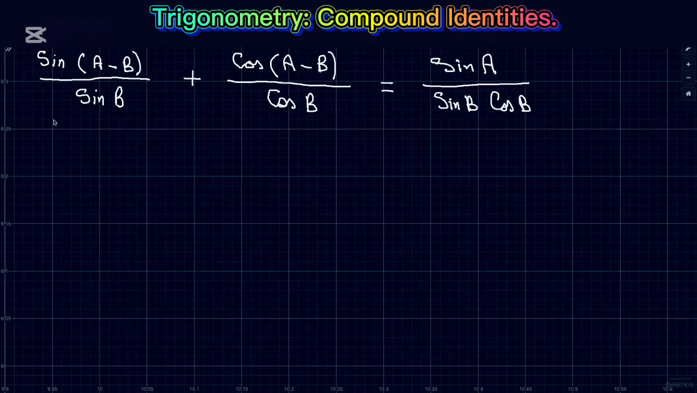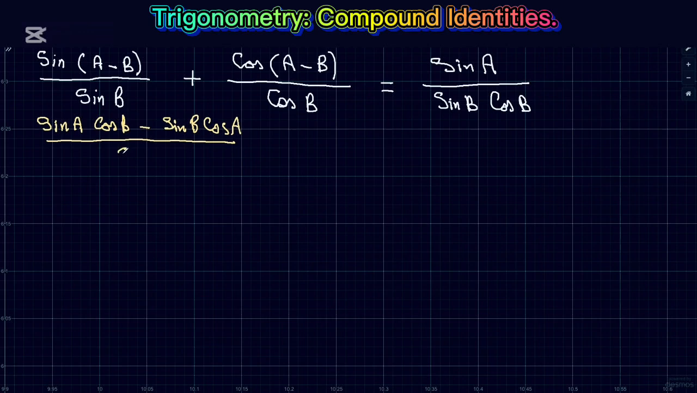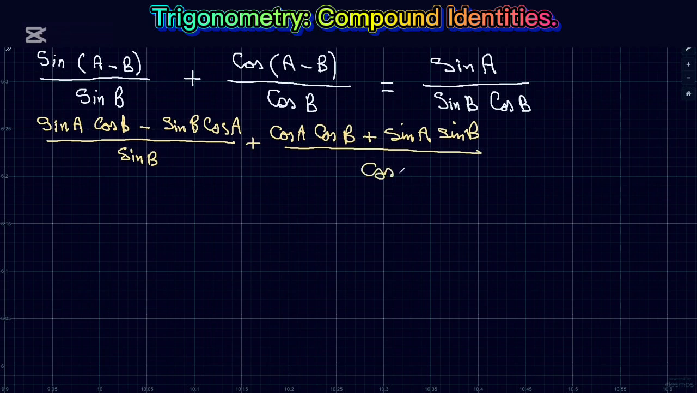to memorize these. So this will give you sine A cos B minus sine B cos A for that. And you still have all of this all over sine B plus, and the cos subtracting identity is cos A cos B plus sine A sine B all over cos B.